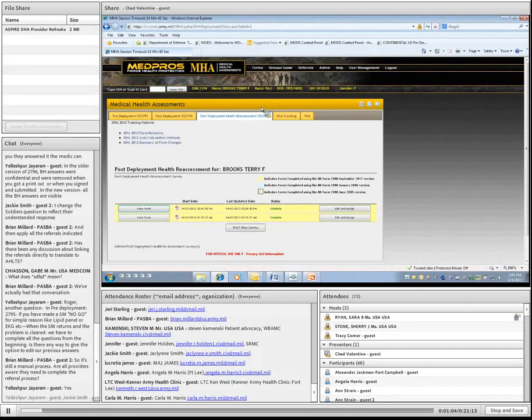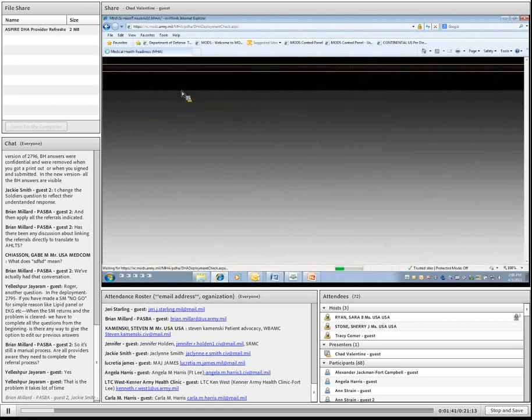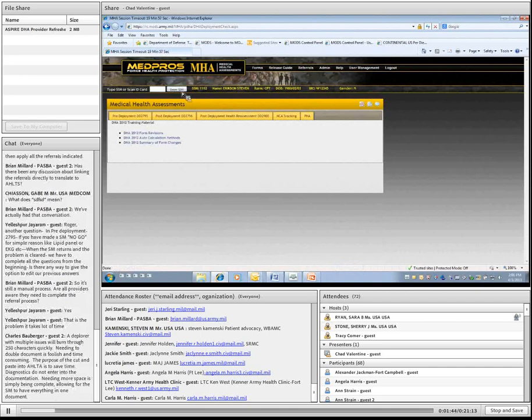So Brian is asking, so it's still a manual process. Are all providers aware they need to complete the referral process? At the SRP sites, right, or maybe someone from one of the SRP sites can chime in on this, but the referrals are usually done manually at the sites and tracked through completion. Brian, if you'd like to dial in and add anything to the discussion, we welcome him.